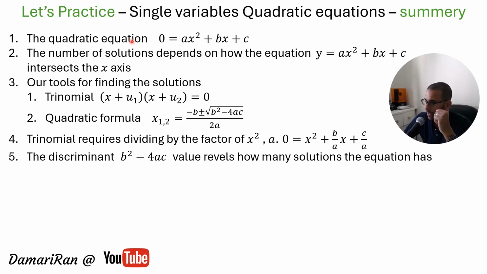Don't forget that if you are getting this kind of equation using the trinomial, we have to get this shape. We have to divide by a, the factor that precedes x squared. And if we are using the quadratic formula, the discriminant reveals how many solutions the equation has.